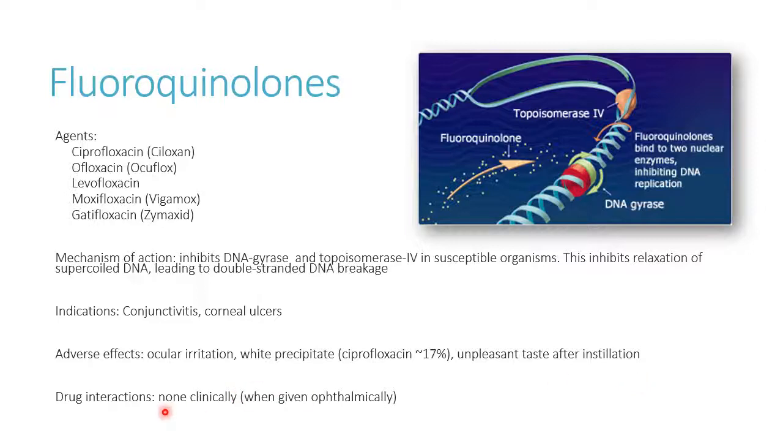And again, no clinical interactions. However, that's only when given ophthalmically, right? Remember, if we were to give it via the systemic route, there are all kinds of drug interactions. Anyone remember what CYP enzyme fluoroquinolones inhibit? 1A2, fantastic. And what does it do to the heart? QT prolongation, right? So remember all the systemic things. It's not going to be applicable when thinking ophthalmically, but just remember that's going to be a case if you were to see it used systemically.